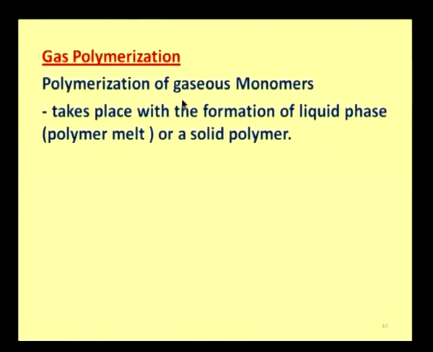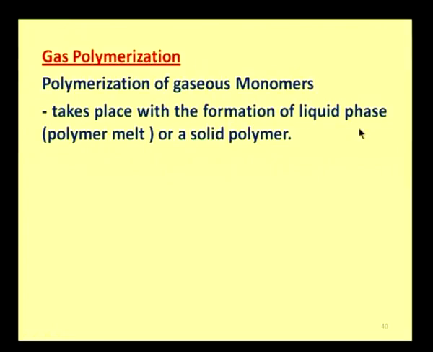The other type of polymerization is the gas polymerization. As the name tells you, you have a gaseous monomer system to form a polymer. For example, ethylene is a gas, propylene is a gas, but when they form a polymer, they become polypropylene solid or polyethylene solid. So it is a different type of polymerization technique used for gaseous monomers.